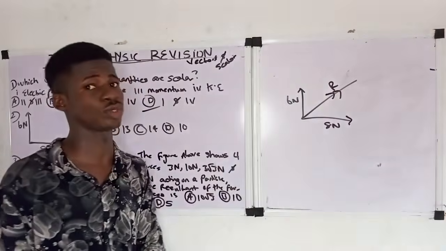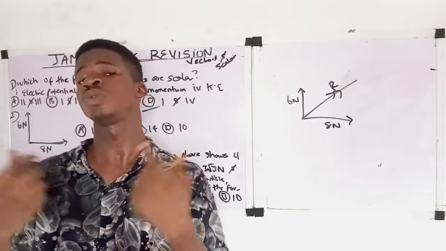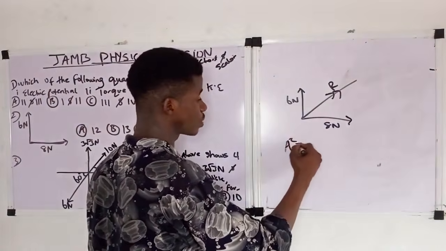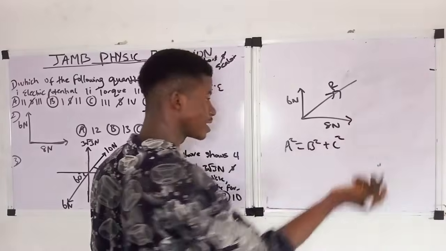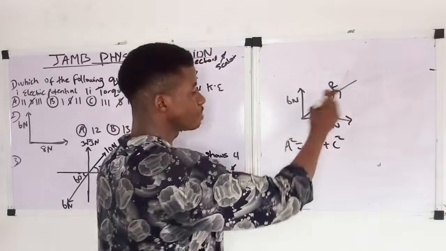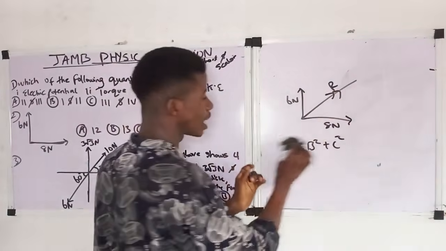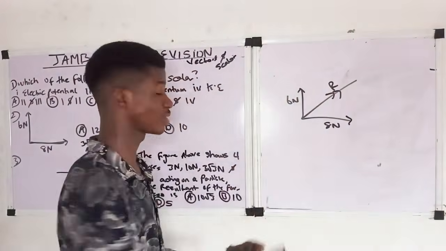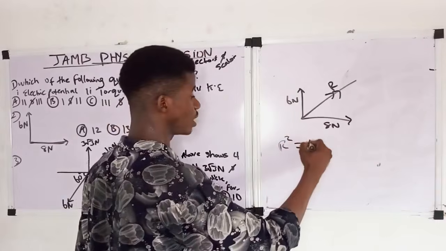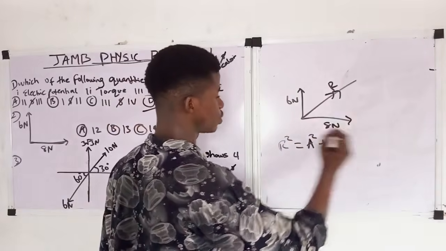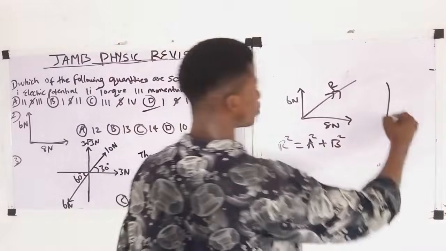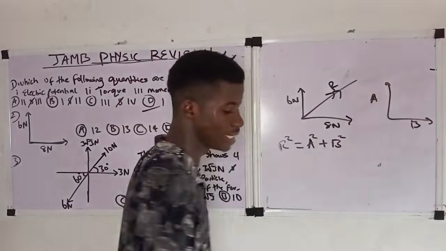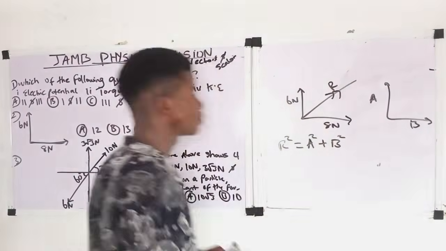To solve questions on perpendicular vectors is very easy. We will use Pythagoras theorem: a squared equals b squared plus c squared. Since we're looking for the resultant using Pythagoras theorem, R squared equals a squared plus b squared. So this will be a, and this will be b.